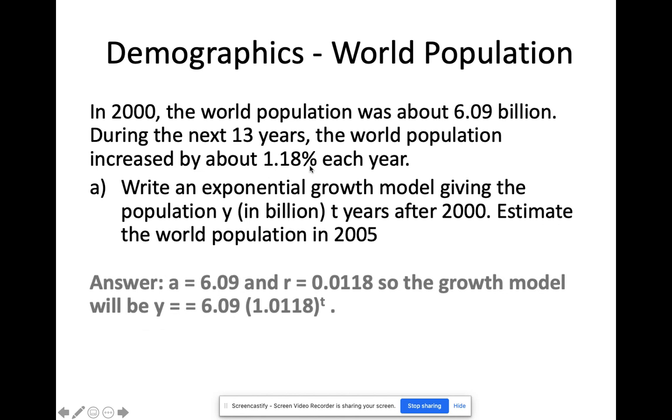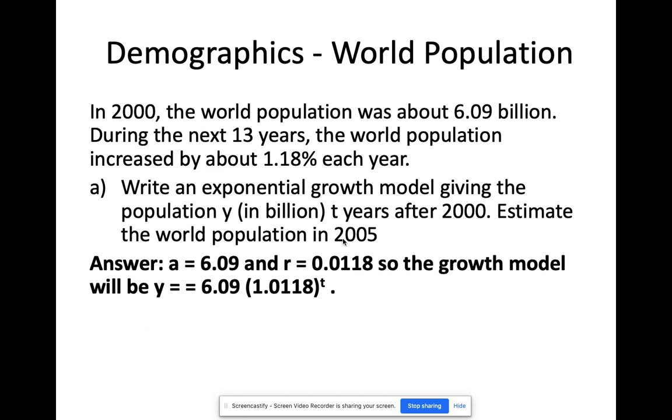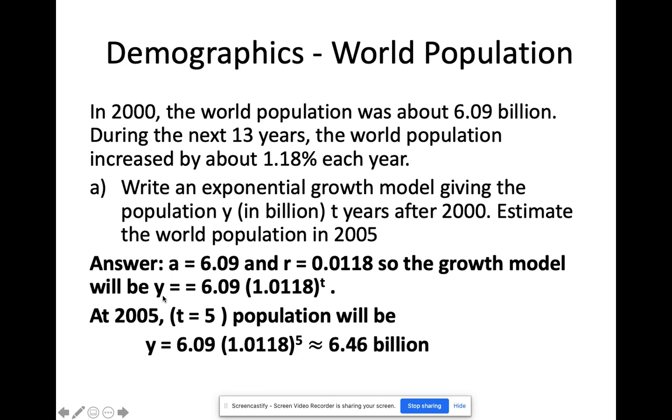So 1.18% would now be R equals 0.0118, and the starting value is 6.09. Since this is growth, again, use the formula 1 plus R. So that's going to be Y equals 6.09 times 1.0118 raised to the T. If I want to find the population in 2005, that's 5 years after 2000. So it's going to be about 6.46 billion. You have to use a calculator for this one, okay?